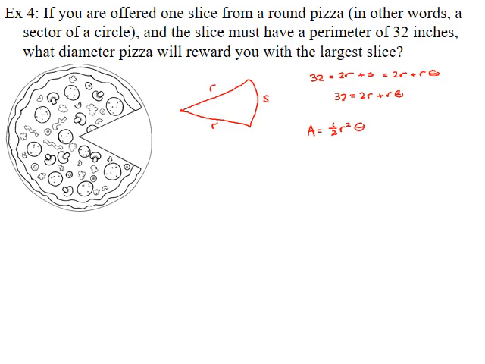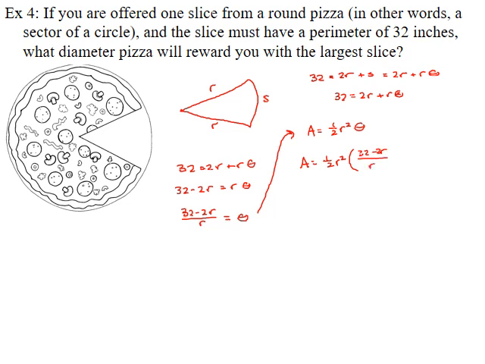So I would probably get it all into theta. So I'm going to get the theta by itself in the first formula. So down here, I'm going to take the 32 equals 2R plus R theta. I'm going to subtract the 2R over. So 32 minus 2R equals R theta. And then dividing everything by R means 32 minus 2R over R is equal to theta. Plug this theta into your area formula. So area equals 1/2 R squared times 32 minus 2R all over R.